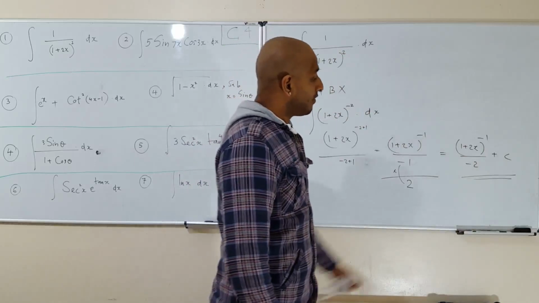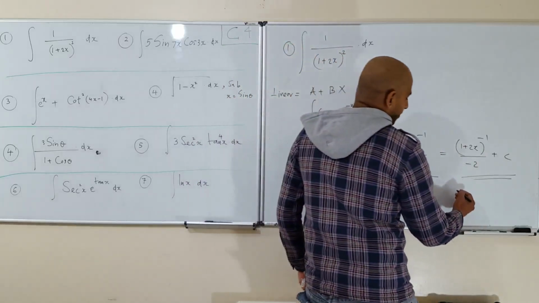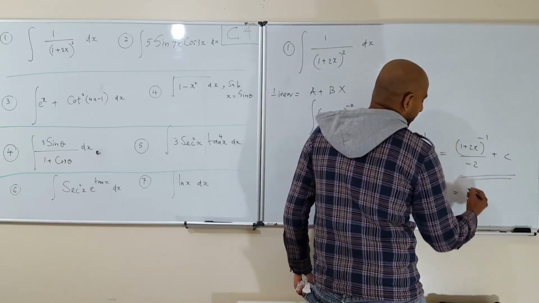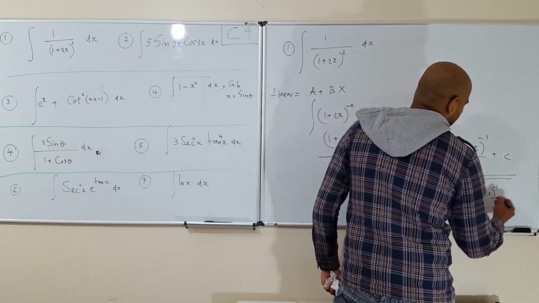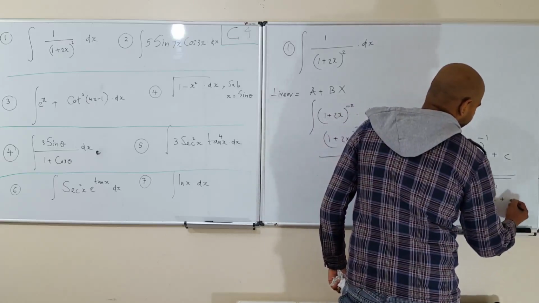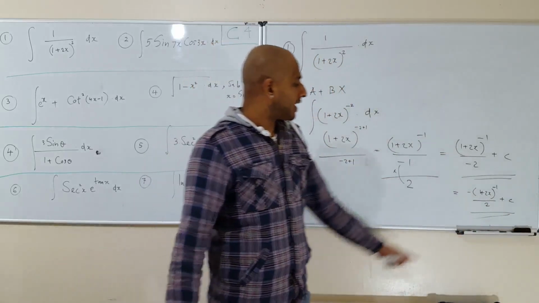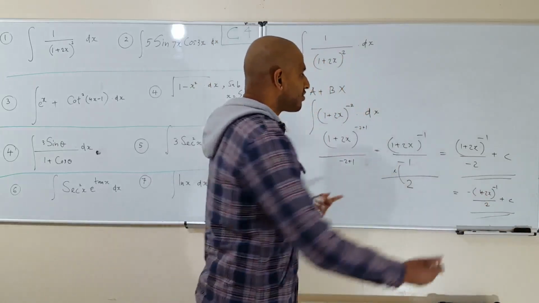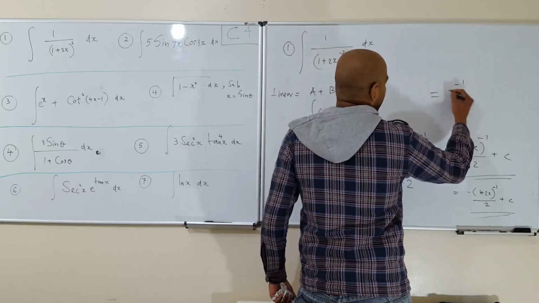Or if you want, you can rewrite this in a much more purified version. The minus can be brought to the front. You can write (1 plus 2x) to the minus 1 over 2, with a minus sign. That's also fine, equal answers. Or even somebody might say the power can be brought down, and you can write another version of the answer like this.